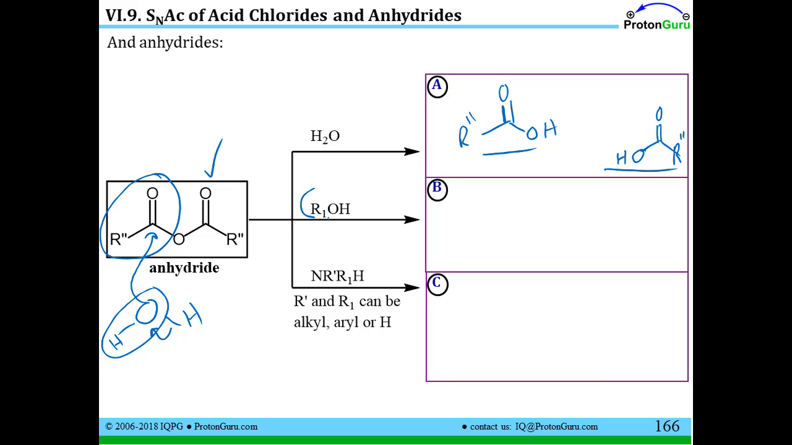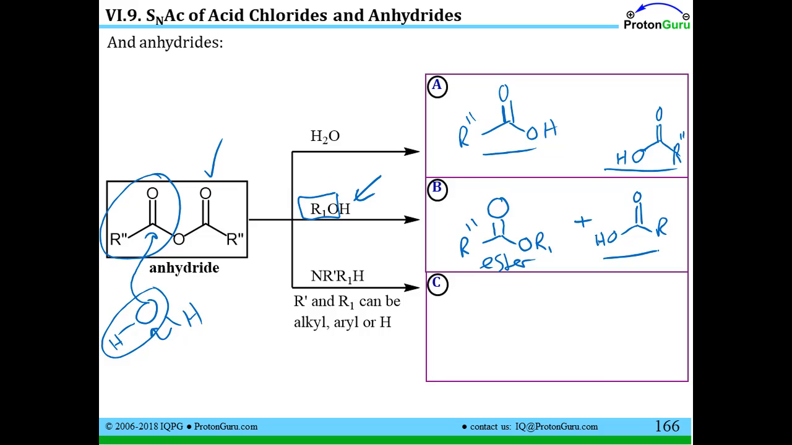If instead you use an alcohol, of course you would have addition of the OR1 group, right, that part of the alcohol, just like we went through with the acid chlorides on the previous page, plus the leaving group with that proton that came off of the ROH, and we'd have the carboxylic acid. So you get an ester and you get a carboxylic acid.